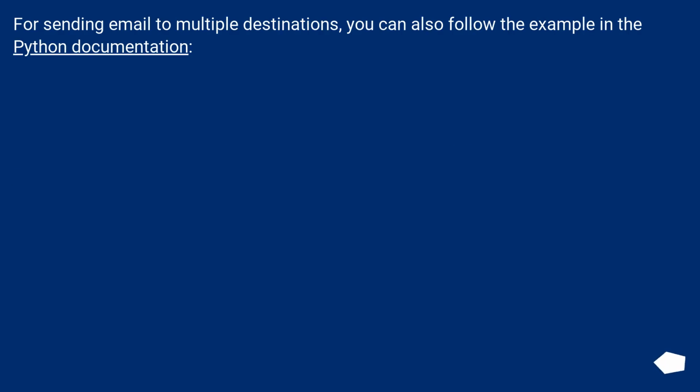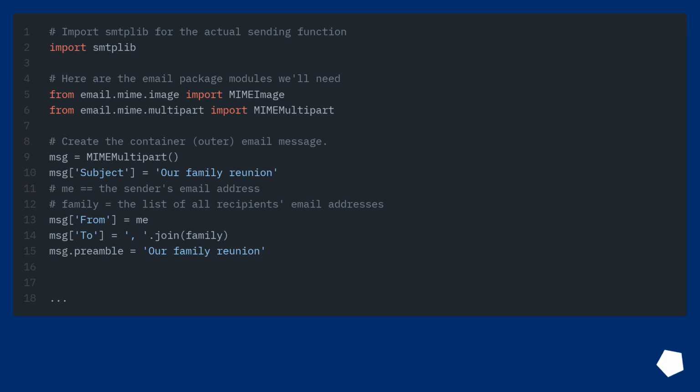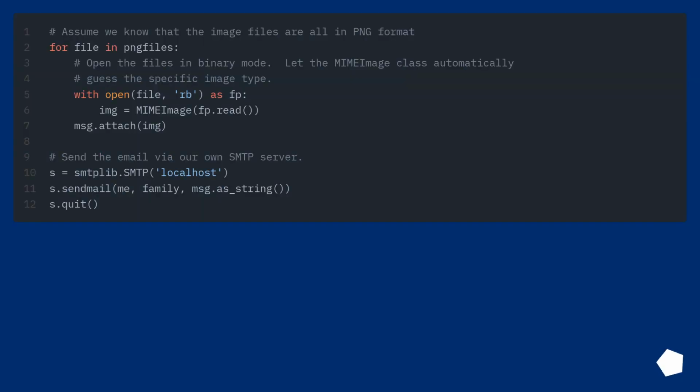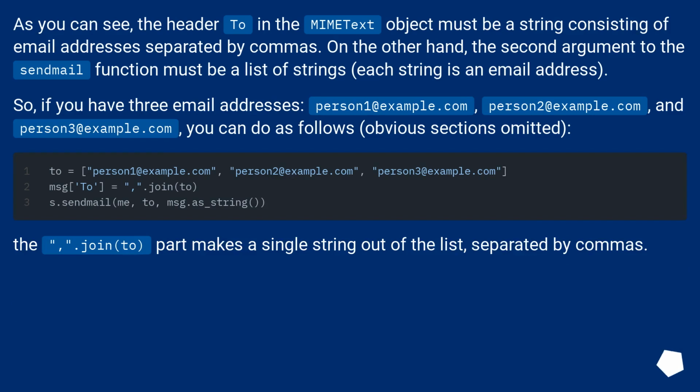For sending email to multiple destinations, you can also follow the example in the Python documentation. As you can see, the header to in the MIMEText object must be a string consisting of email addresses separated by commas. On the other hand, the second argument to the sendmail function must be a list of strings, each string is an email address.